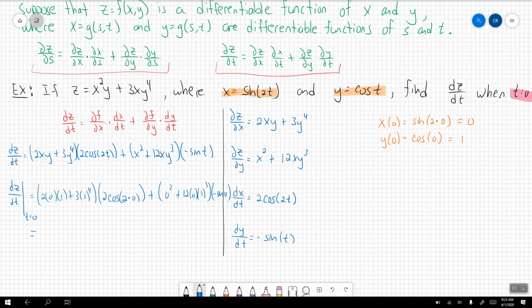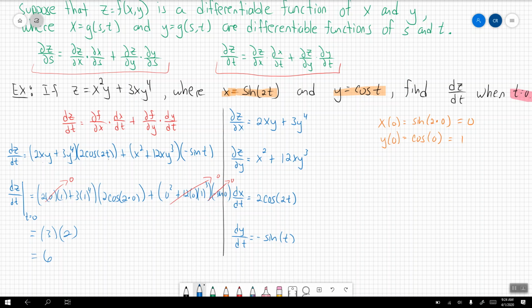Alright, we can go through and evaluate this. Let's see what's going to cancel out or go away. That's a 0. That's going to be a 2, that's fine. So that's a 0, that's a 0, that's a 0. So all of this zeroes out. That's nice, which means all we're left with is 3 times 2, which in this case is 6. And that's our final answer.